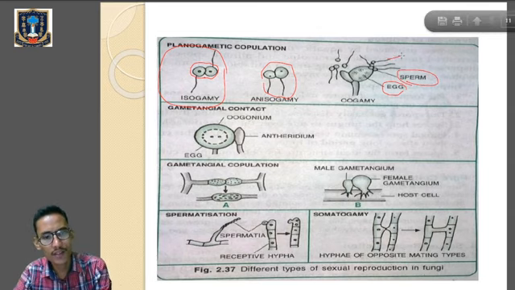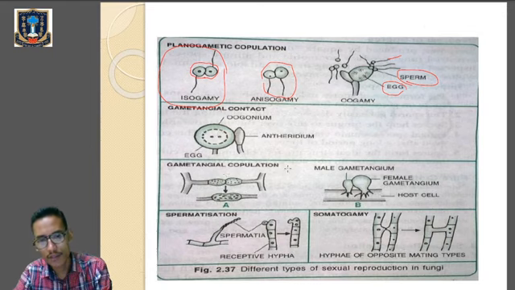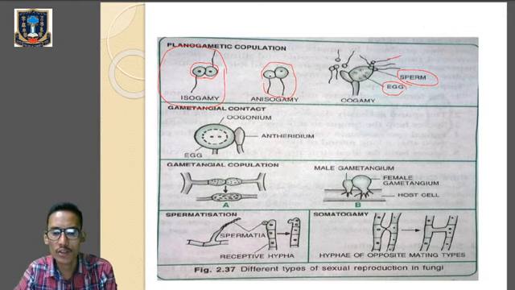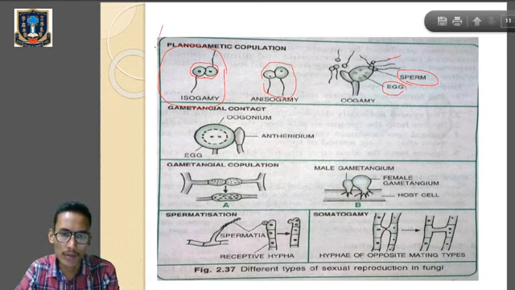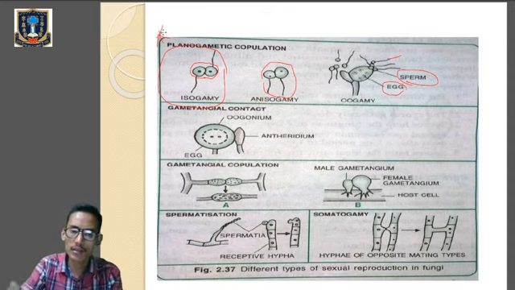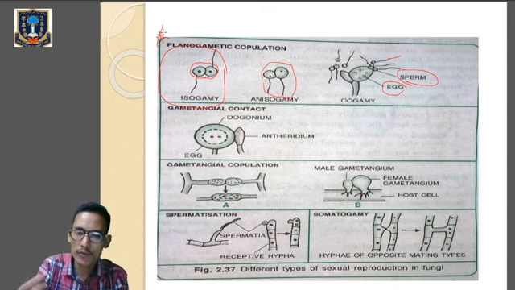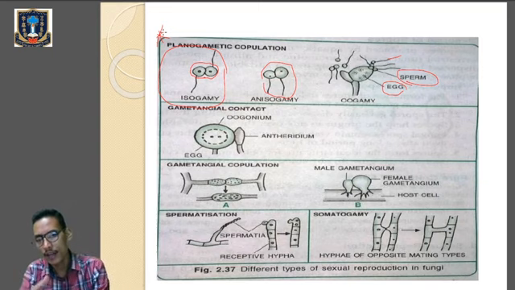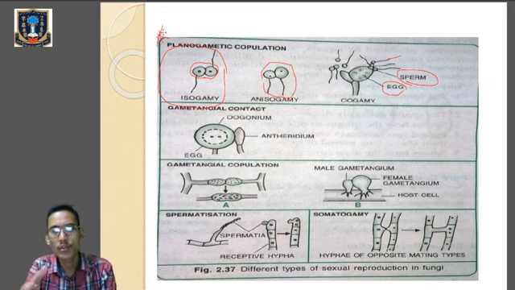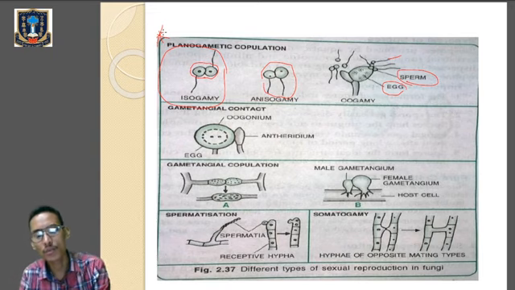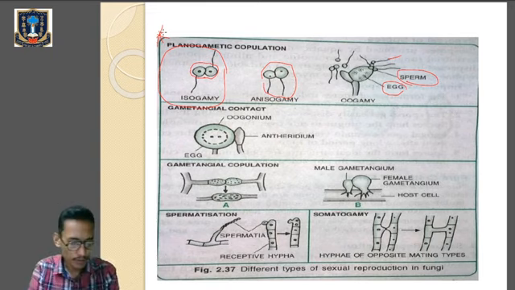We will not go through gametangial contact, gametangial copulation, spermatization and somatogamy. We will just go through planogametic copulation, and we have learned that here the haploid gametes will fuse to form a diploid zygote, and the gametes are of three types: isogamy, anisogamy and oogamy. So this was for today's class.